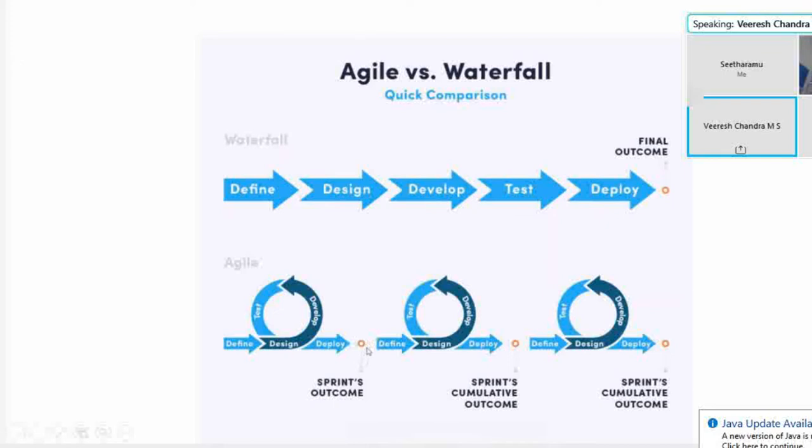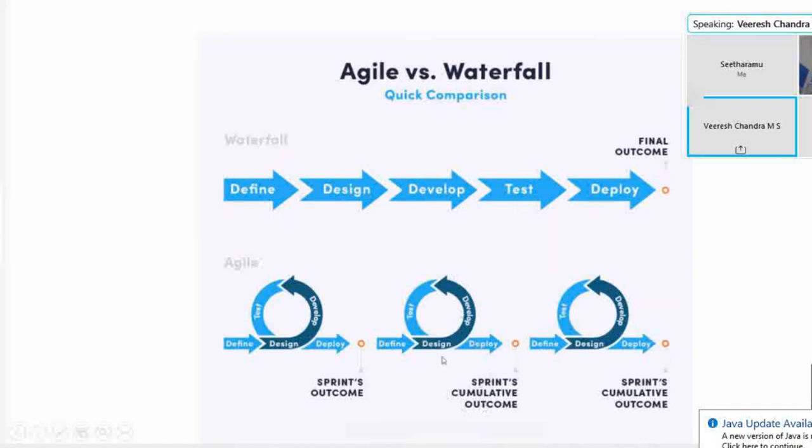If he has anything to say, he will give the feedback. That feedback is incorporated again in this, and then we move to the next sprint. Next sprint. See here, you can see the sprint's cumulative outcome.